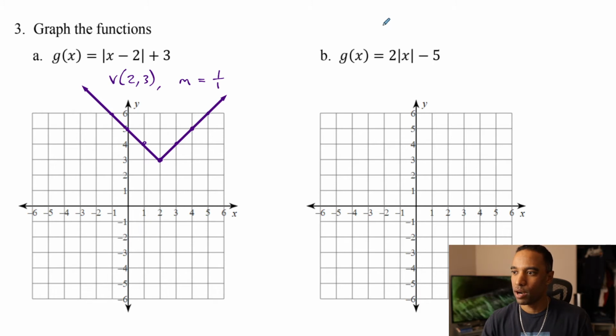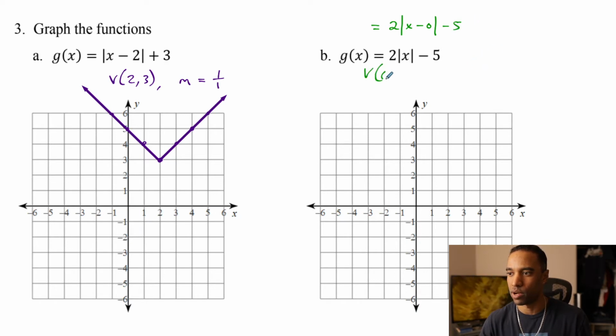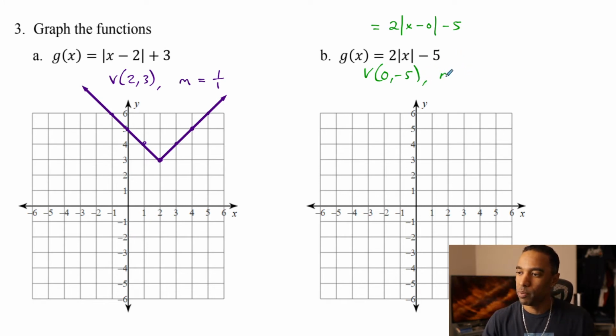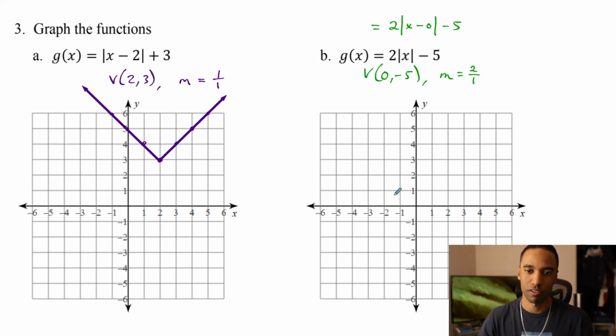All right, part B, g of x equals 2 times the absolute value of x minus 5. Again, if you want to write it in its proper vertex form, you would put x minus 0 right there to make sense that the vertex, once again, is (0, -5), and there's no -0 in case you put plus 0. Your slope here this time is 2, or 2/1.